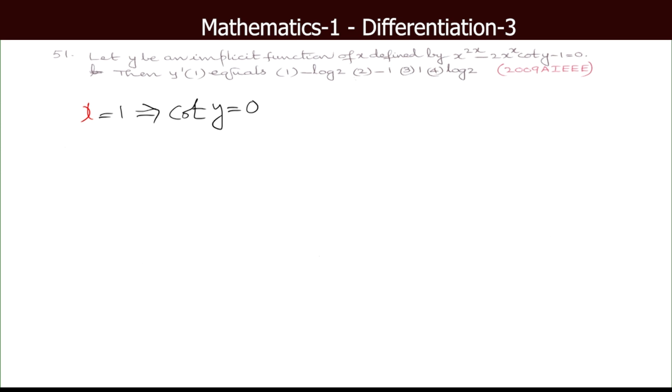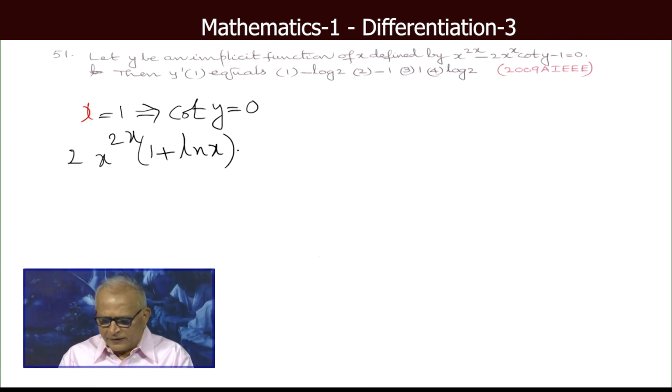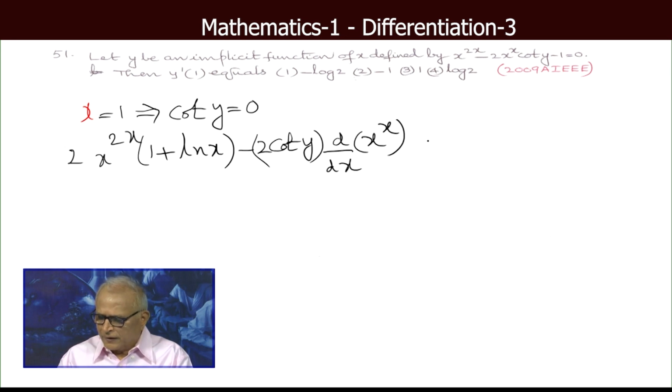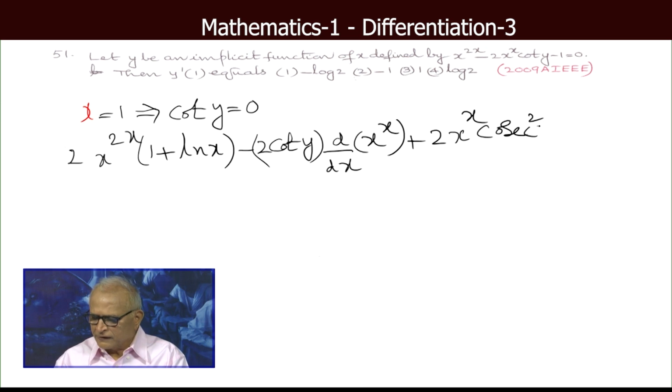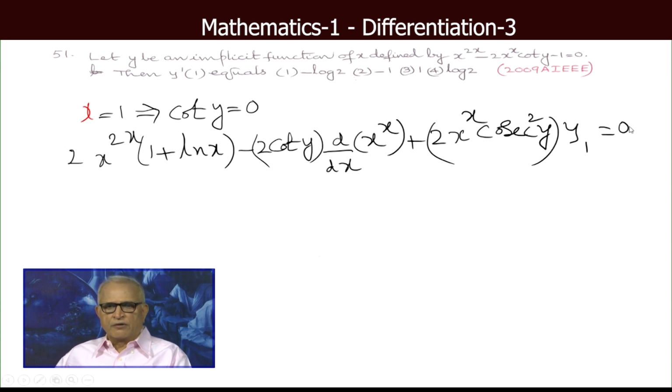Derivative of x power 2x is x power 2x into derivative of 2x ln x, or 2 times 1 plus ln x, minus 2 cotangent y into derivative of x power x, minus 2 x power x into derivative of cotangent y, plus cosecant square y into y dash or y1 equal to 0. y1 means dy dx or first derivative of y.